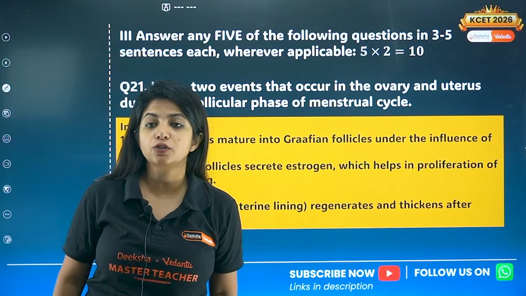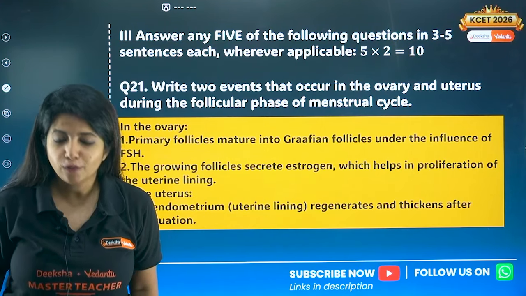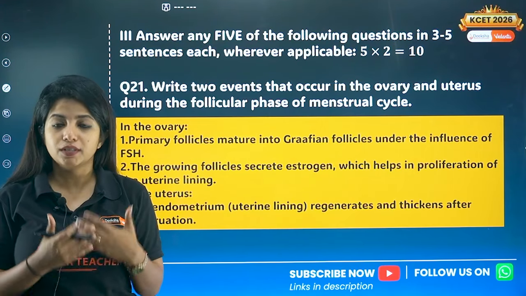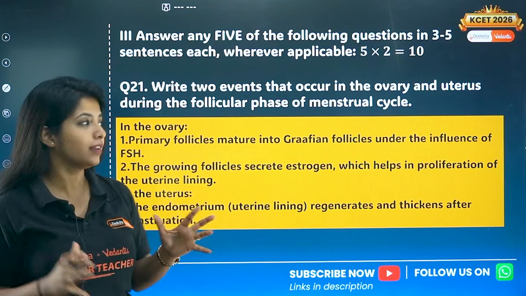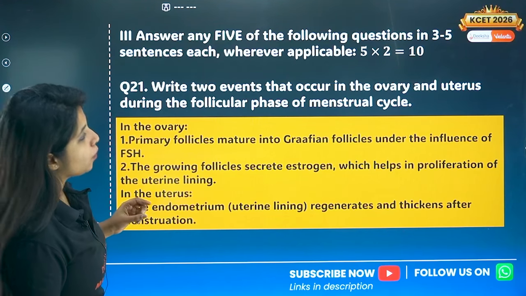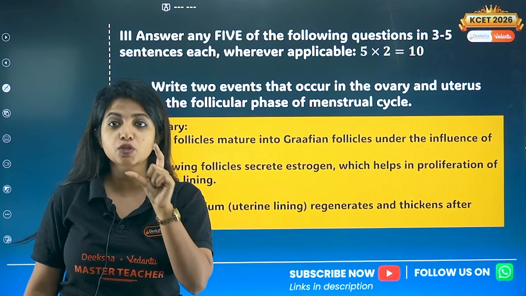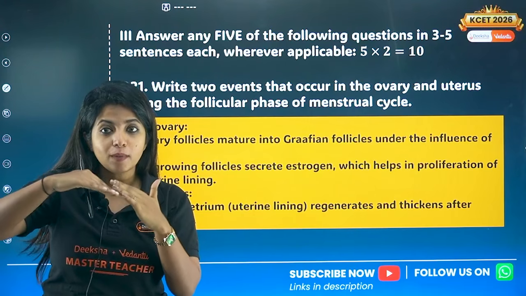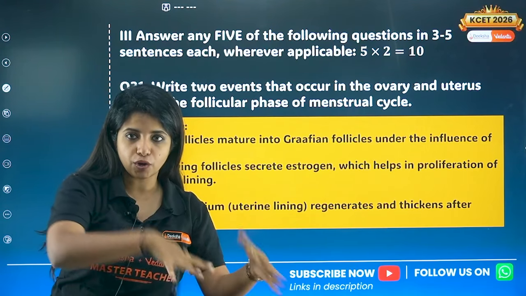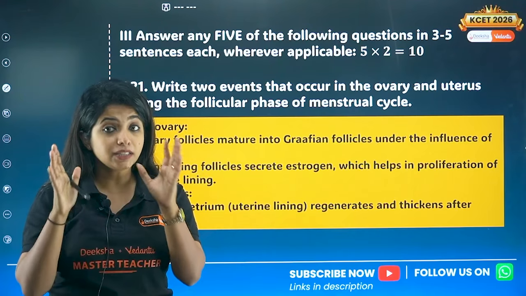So now we have the 2-marker questions. So listen to me carefully. We will be going fast only because I know your time is so precious as of now. Write 2 events that occur in the ovary and the uterus during the follicular phase of the menstrual cycle. So the first phase is the menstrual phase, where the endometrium falls off. It degenerates. That's the term that you use.